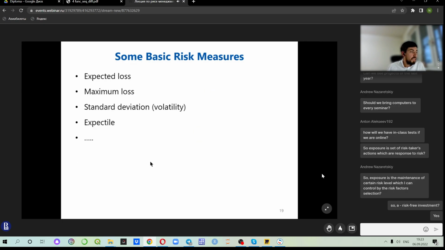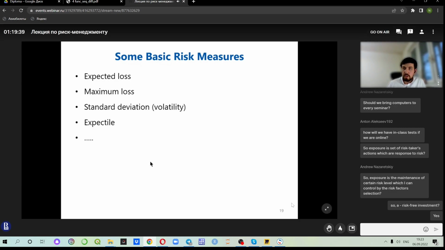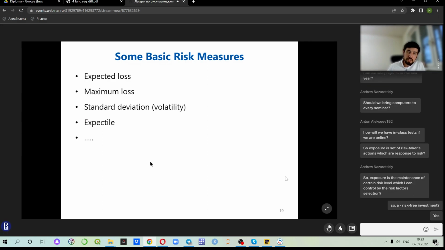Good. So now let's consider some basic risk measures. Some of them you're already aware of, so you definitely know what expected loss is. So this is just an expectation of the distribution of losses. Very easy. And actually, we'll check it in the next lecture, whether this measure is coherent or not.